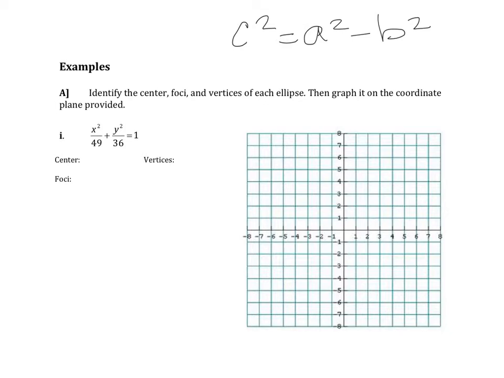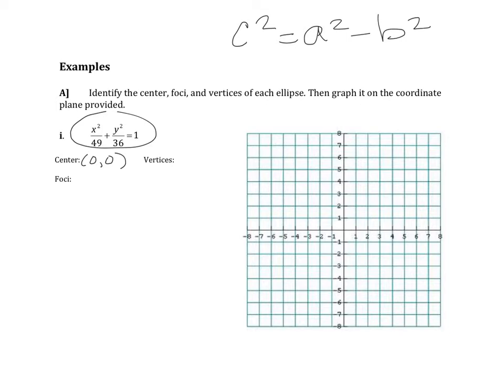These first four problems all ask us to identify the center, foci, and vertices of each ellipse and then graph it. Every one of them gradually gets more difficult. This is an ellipse right here. This ellipse is in the most standard form it could possibly be in. This one has a center at 0, 0.